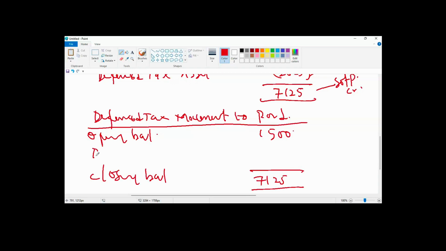This is a charge. Deferred tax charge: 7125 minus 15 is 5625. This is the one that goes to the P&L.